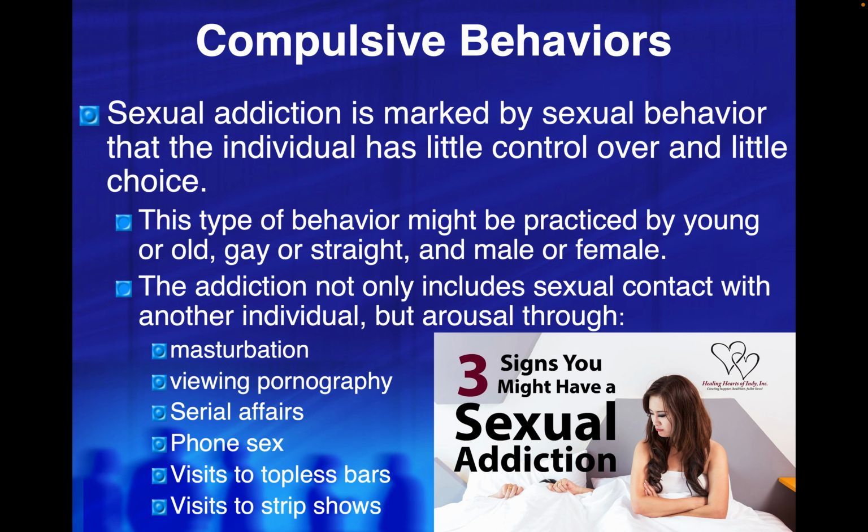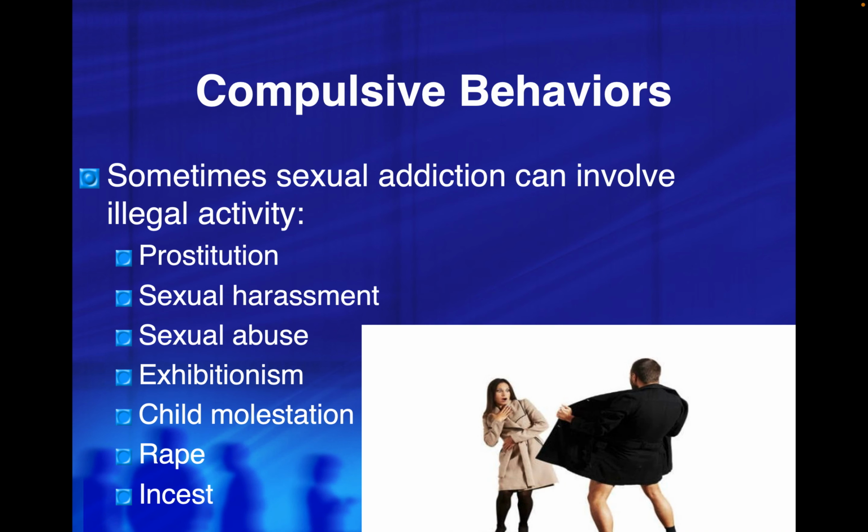Sexual addiction is marked by sexual behavior that the individual has little control over and little choice. This type of behavior might be practiced by young or old, gay or straight, and male or female. The addiction not only includes sexual contact with another individual, but arousal through masturbation, viewing pornography, serial affairs, phone sex, visits to topless bars, and visits to strip shows. Sometimes sexual addiction can involve illegal activity: prostitution, sexual harassment, sexual abuse, exhibitionism, child molestation, rape, and potential incest.